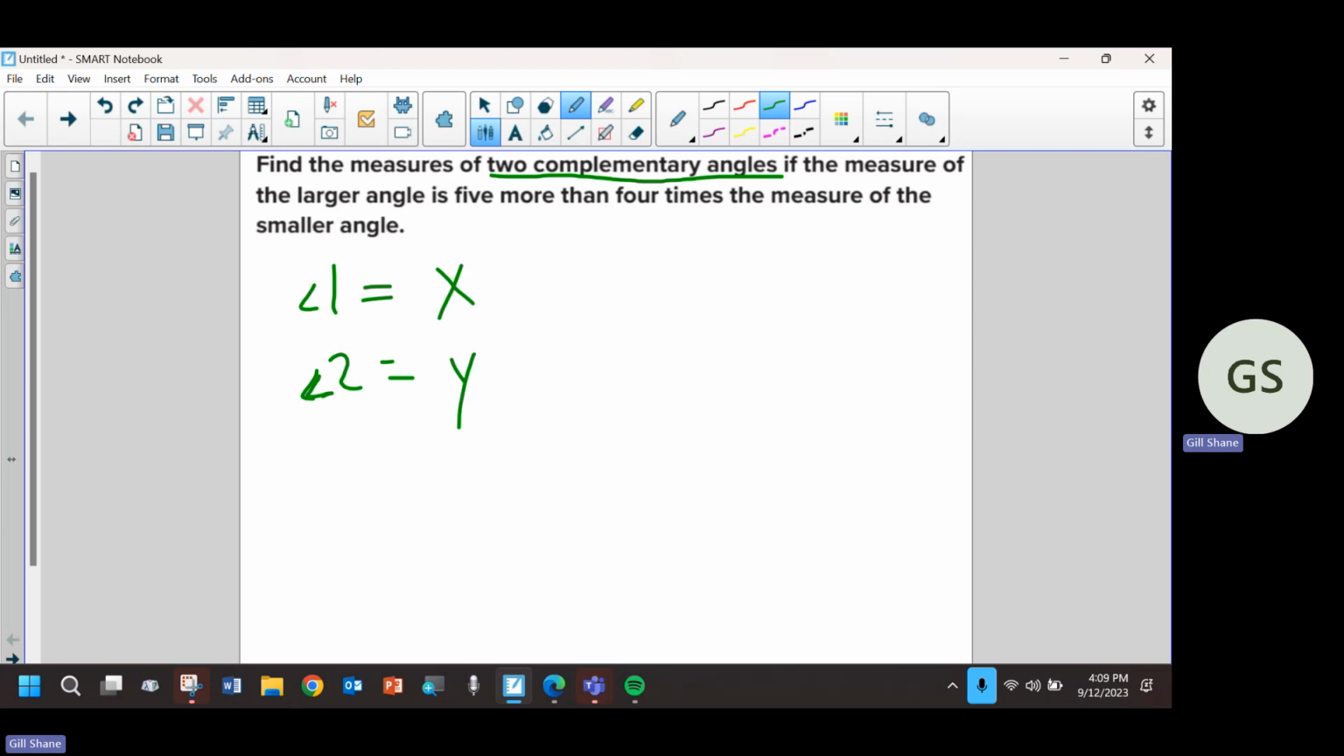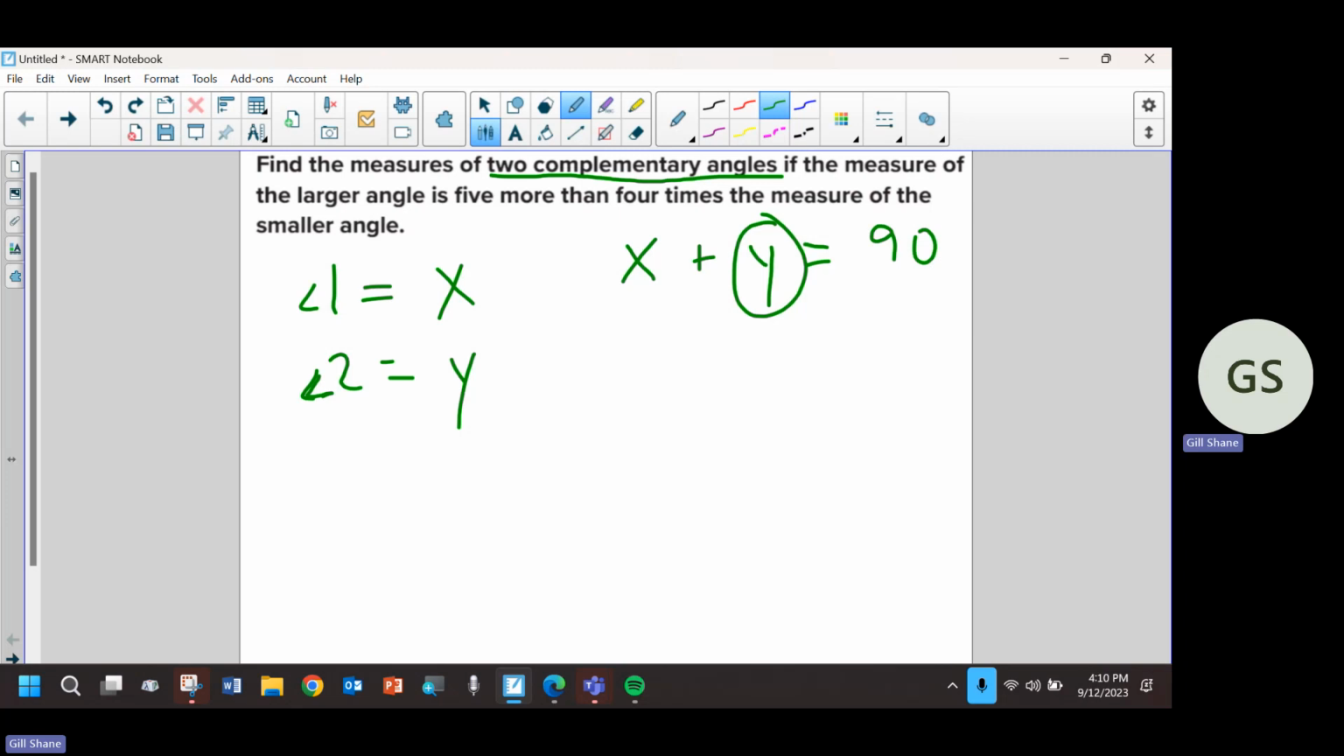But based on what I underlined, and I'm not going to do a full lesson on it, complementary means they add up to 90. And if I try to create an equation with X plus Y equals 90, I can't solve that. Two variables, one equation, I cannot solve that. So I need some way to replace this variable, or really either of them, but I'm going to focus on the Y.